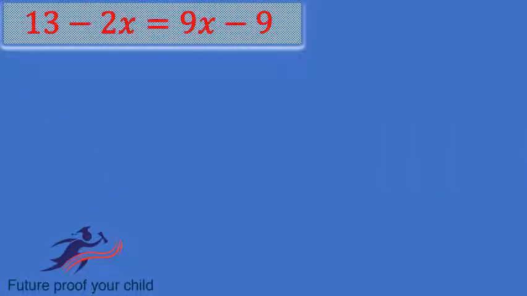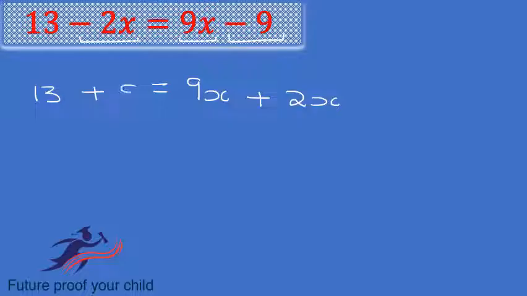And here's another one. So I already have a positive 9x on that side, so I'm going to keep my 9x on this side. I don't want the negative 2x, so I'm going to add 2x. Then I've got my 13 over here. I'm going to take my negative 9 away by adding 9. And then 13 plus 9 is 22.